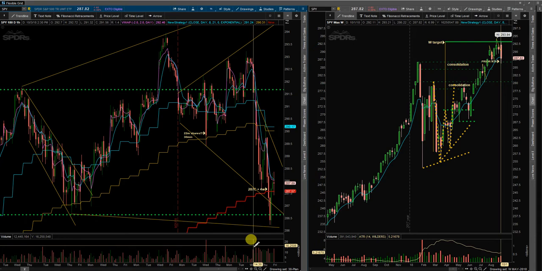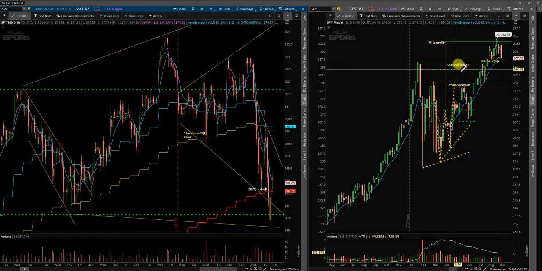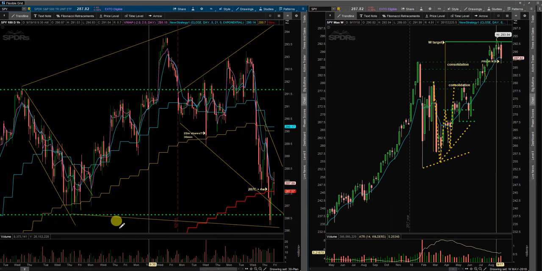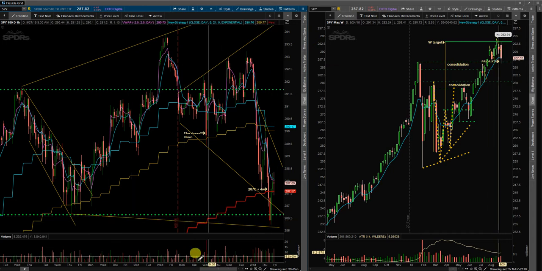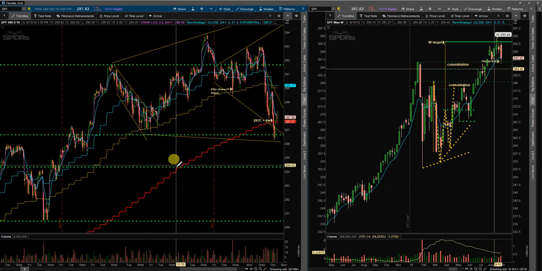If you have volume, i.e. participation at the 50 SMA alone, that is usually significant enough to warrant a long trade. Couple that with prior all-time highs, prior low, prior broadening pattern. There's a lot of bullish plans going into play right here to at least bring in some participation.